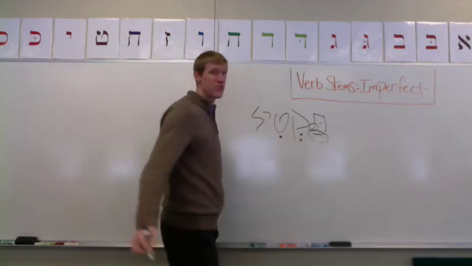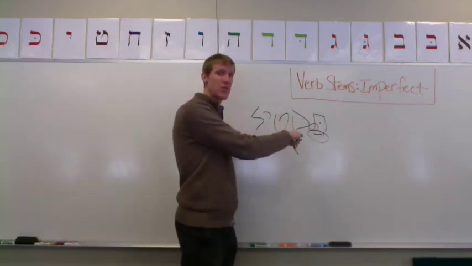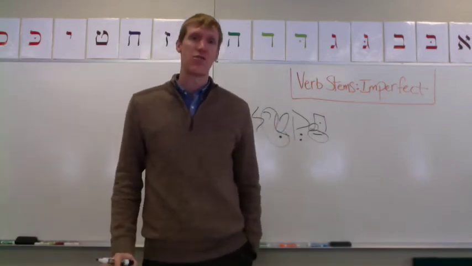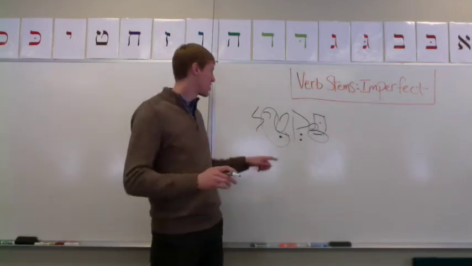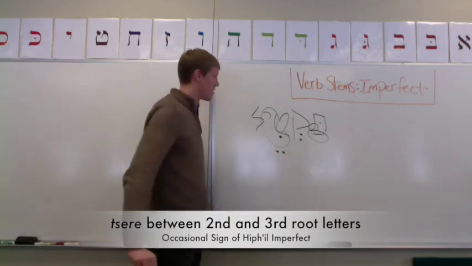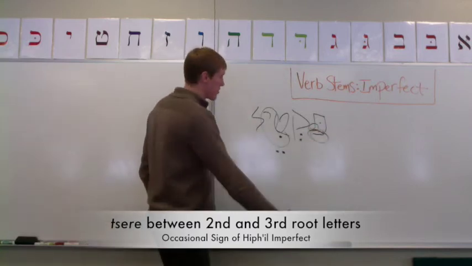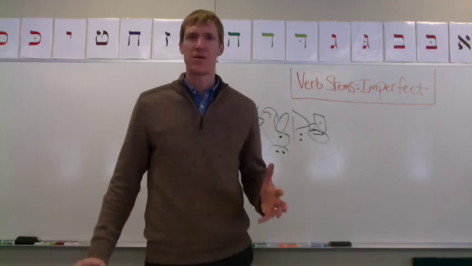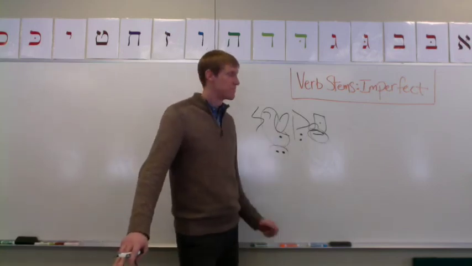But the two main signs, visually, that you want to look for: you've got a patach under the prefix and a hirik yod between the second and third root letters. In certain situations, that hirik yod might be reduced to a tsere, in which case your two signs would be the patach under the prefix and a tsere between the second and third root letters. It doesn't happen all the time, but on occasion it will be a reduced form. So that's your Hiph'il.